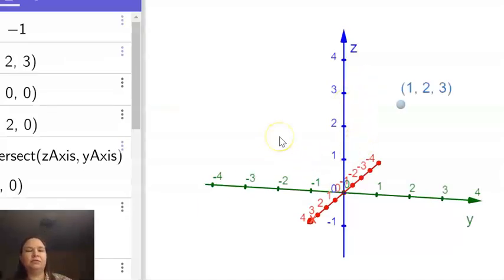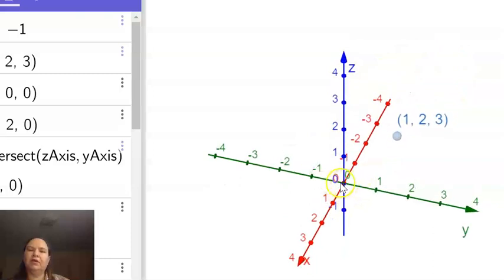Now, one of the first things we want to do with a point is be able to say how far apart 2 points are. In particular, we're going to look right now at how far this point, 1, 2, 3, is from the origin, which is where the axes meet.